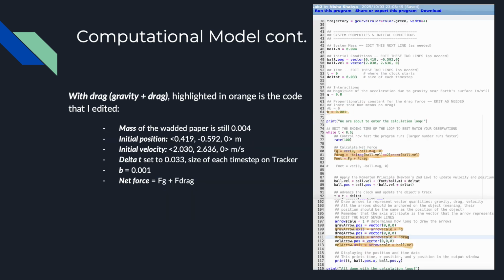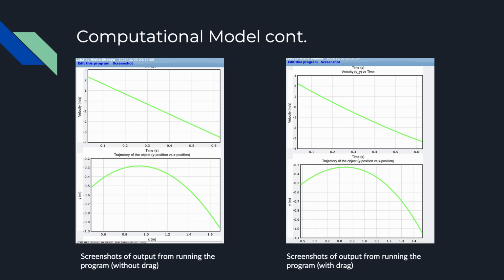And again, highlighted in orange is the code that I edited, but this is for the computational model with drag. So the mass, initial position, initial velocity, delta T are all the same. I changed B to be 0.001 and the net force to be F gravity plus F drag. Here are some screenshots of output from running the programs without drag and with drag.